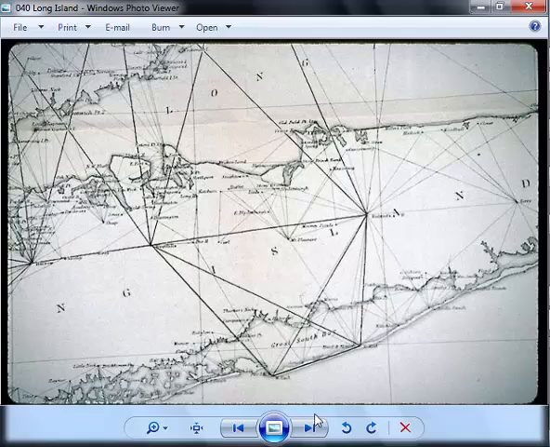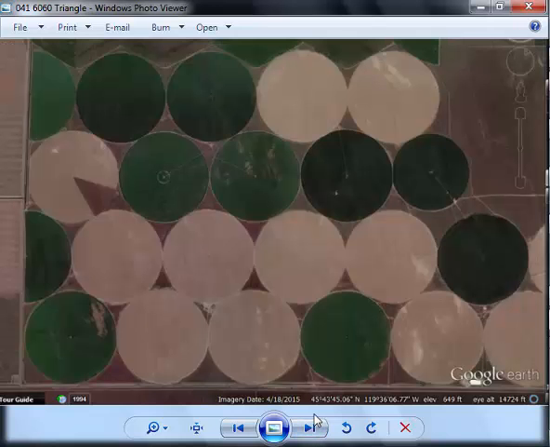Here's another picture that shows how surveyors work. And if you notice, everything is with triangles. Here we've got some vertical angles. Here we've got some isosceles triangles. Here's an obtuse triangle. So they always work with triangles.